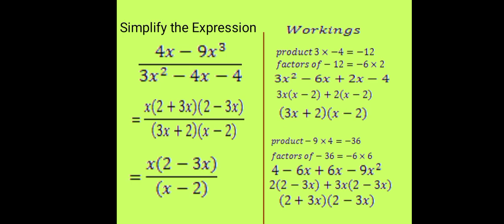Simplify the expression. To simplify the expression, we factorize the numerator and also factorize the denominator. They cancel out comfortably, so that we remain with x into 2 minus 3x all over x minus 2.